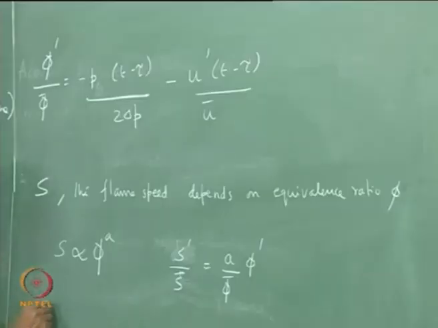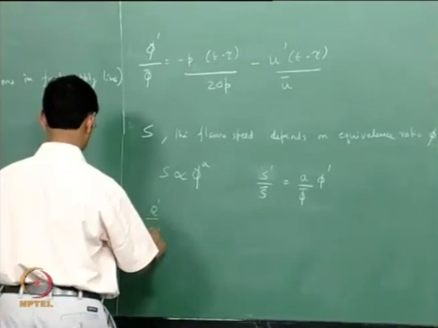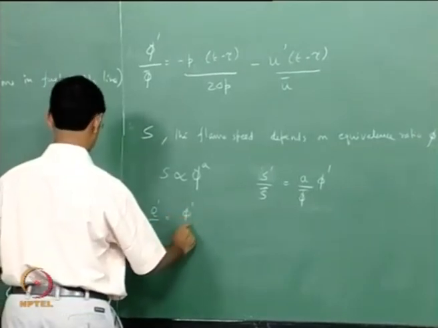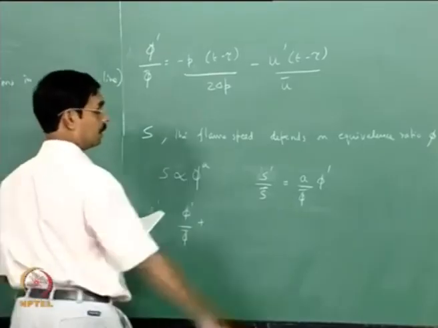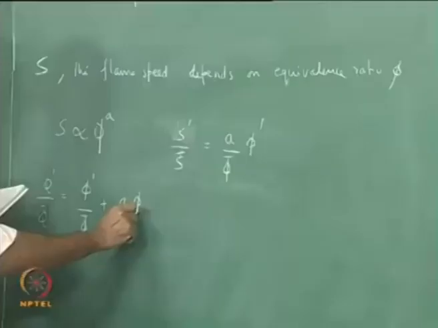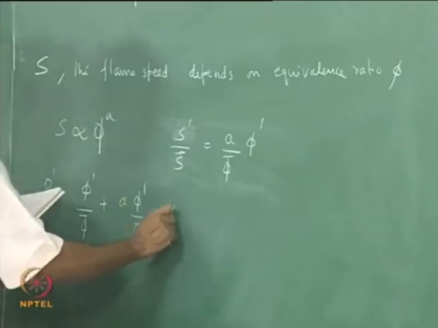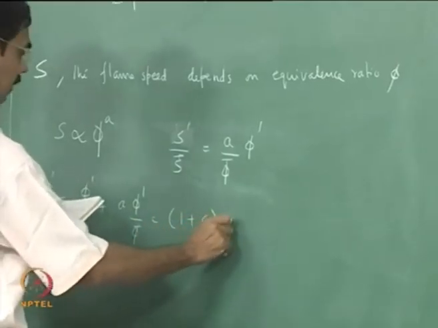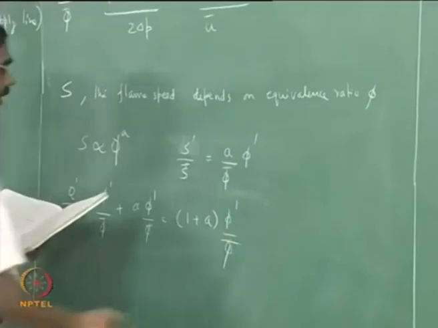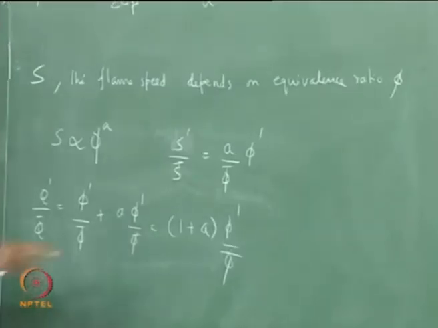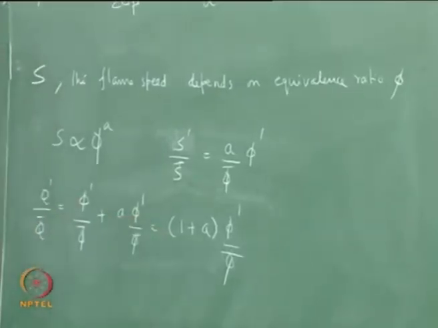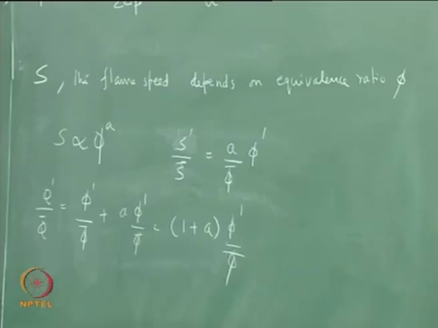So q prime by q bar is phi prime by phi bar plus S prime by S bar, which is phi prime by phi bar plus a phi prime by phi bar, which is 1 plus a into phi prime over phi bar, and this a can perhaps be somewhat large near the lean limit, and therefore for a given phi prime by phi bar you may get large q prime by q bar because a is larger than 1.